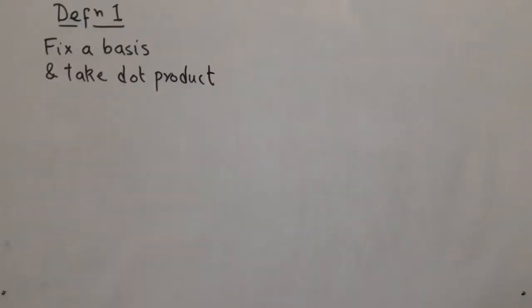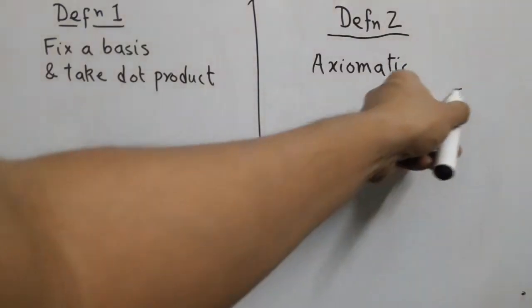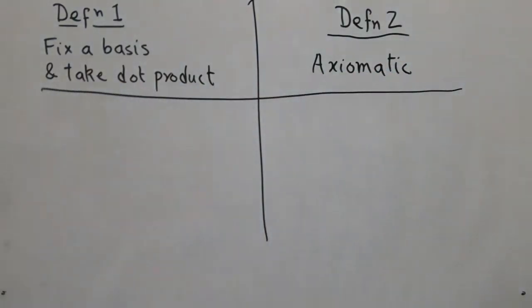In the last video, we have seen two definitions of inner product. The first definition was: fix a basis and take the usual dot product. The second definition was the axiomatic one, where we said any function that satisfies those three conditions is called an inner product. Now let's compare these two definitions.